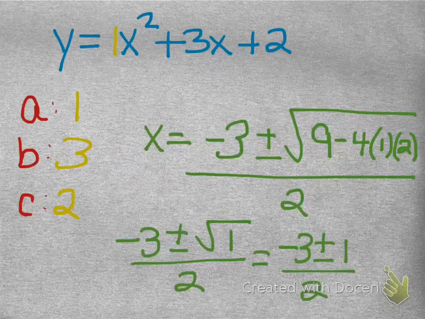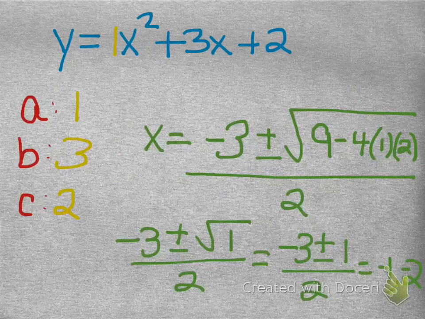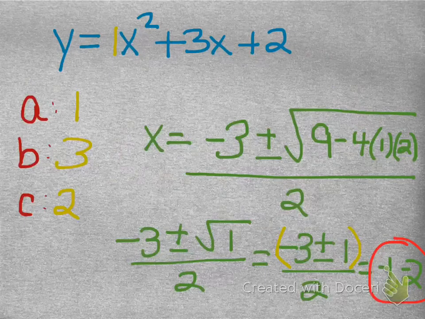So negative 3 plus 1 is negative 2, divided by 2 gives us a solution of negative 1. Then negative 3 minus 1 is negative 4, divided by 2 is negative 2. So those are our two answers. It's going to cross the x-axis at negative 1 and negative 2. Please note that when I did that problem out loud, I did the numerator first and then I divided by 2 last. Let's look at another example.